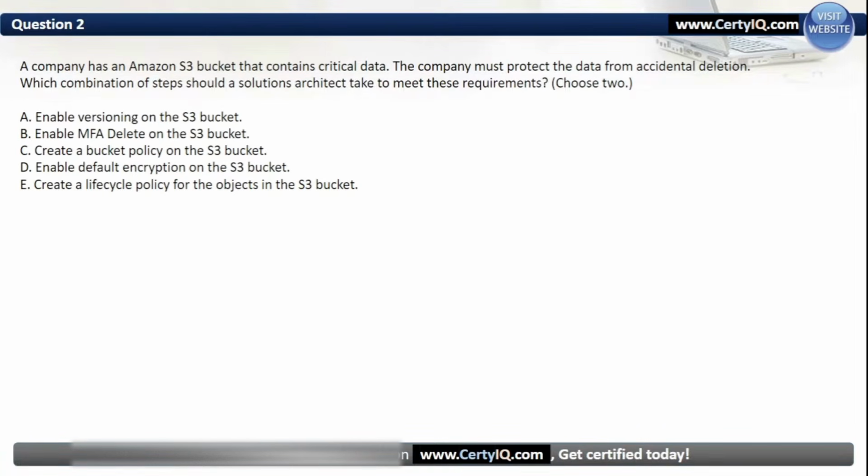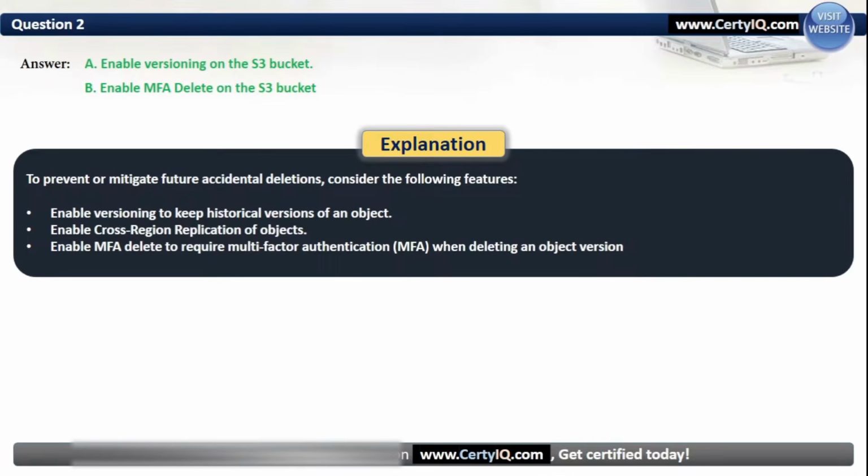The correct options are A and B. Enable versioning on the S3 bucket and enable MFA delete on the S3 bucket. To prevent or mitigate future accidental deletions, consider the following features. Enable versioning to keep historical versions of an object. Enable cross-region replication of objects. Enable MFA delete to require multi-factor authentication when deleting an object version.